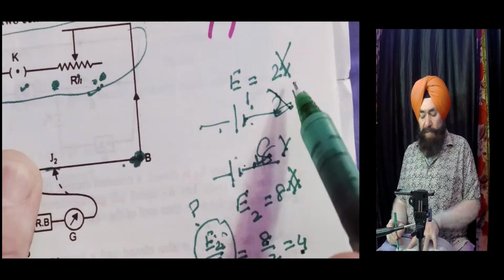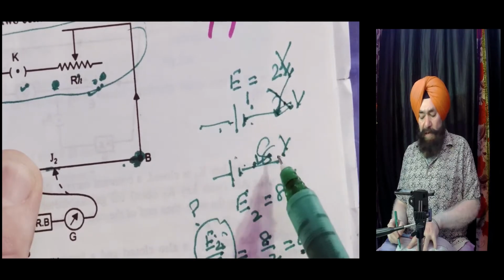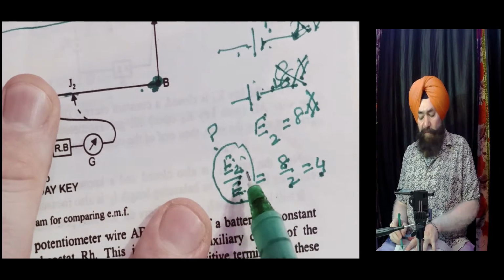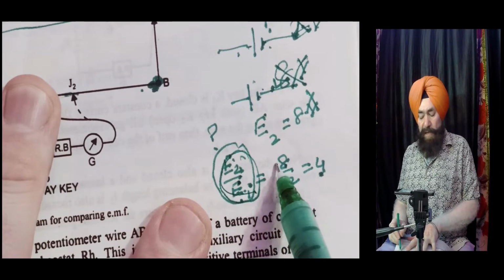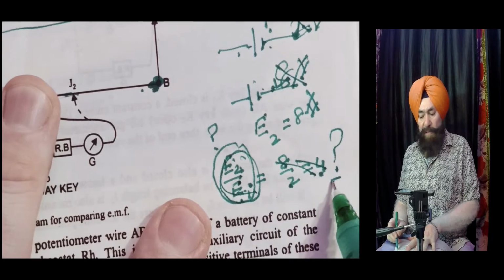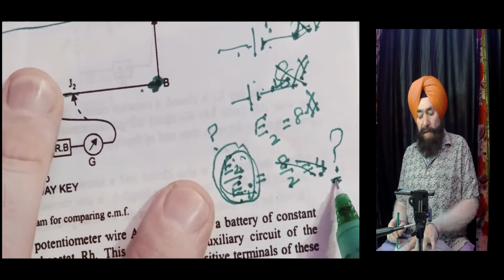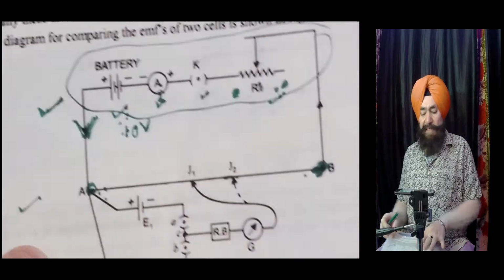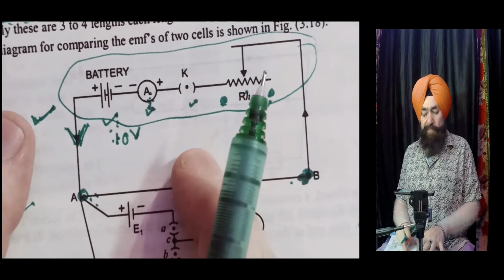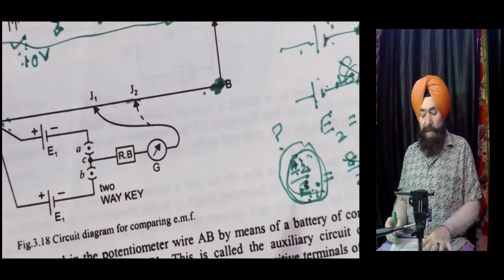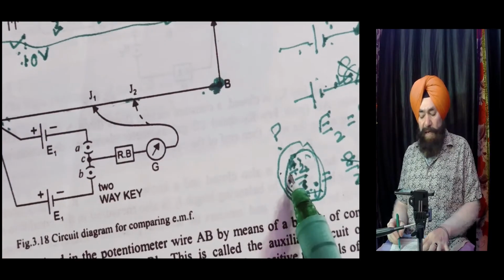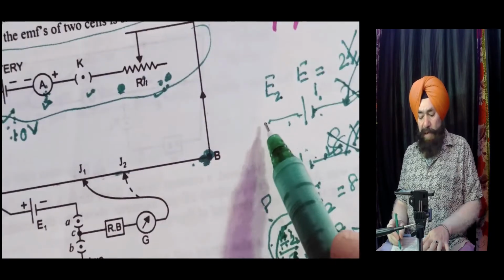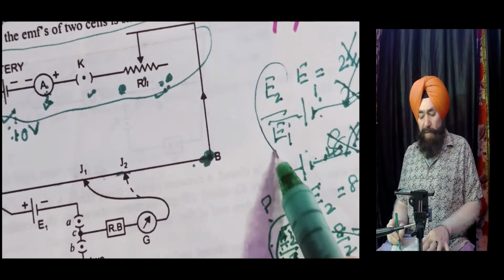But if I don't know what E1 is and I don't know what E2 is, but I'm interested in finding E2 by E1, then how will it be possible? How do I compare the EMF of two cells? That is this application. With this application, I can find E2 by E1, no problem.